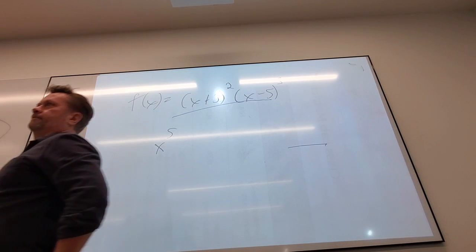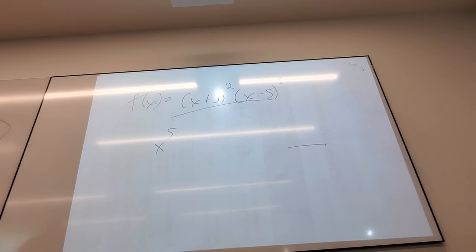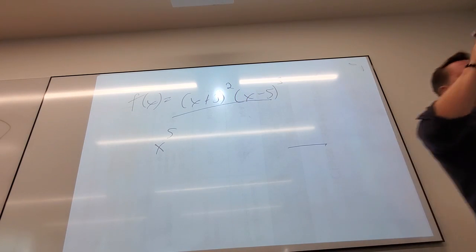Minus 15. No. You might need a calculator. If we did x plus 3 squared, what's the last term if you squared that? 9. Yes. If I did x minus 5 cubed, what's the last term? 125. Negative 125. So you get 9 times negative 125. That's negative 1,125.